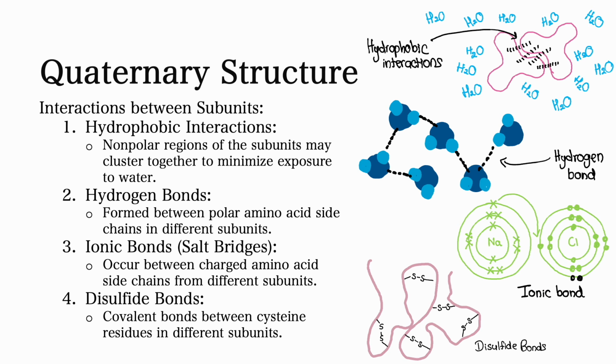There can be different types of interactions between these subunits. They include hydrophobic interactions, hydrogen bonds, ionic bonds, and disulfide bonds. Hydrophobic interactions occur between nonpolar regions of the subunits, which may cluster together to minimize exposure to water. Hydrogen bonds are formed between polar amino acids in different subunits. Ionic bonds occur between charged amino acids from different subunits. And disulfide bonds are covalent bonds that form between cysteine residues of different subunits.